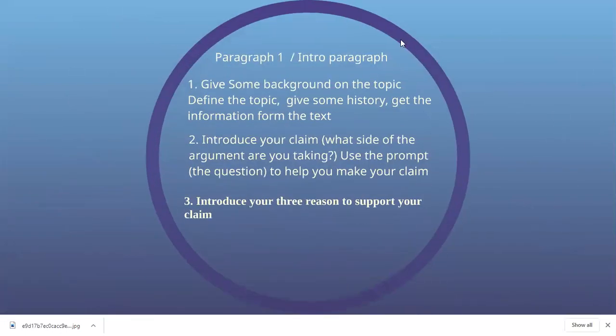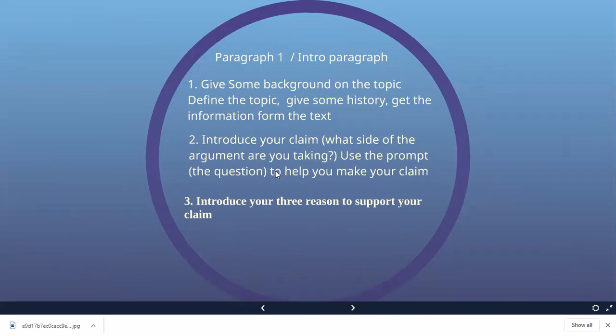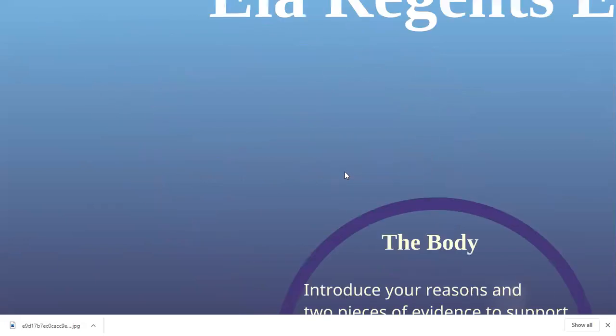So, intro paragraph: give some background on the topic, define the topic, give some history, get information from your text. Introduce your claim. What is the side that you're arguing? Use the prompt, the question, to help make the claim. They want you to use the prompt. Don't restate it word for word, but use the prompt. Introduce the 3 reasons to support your claim.